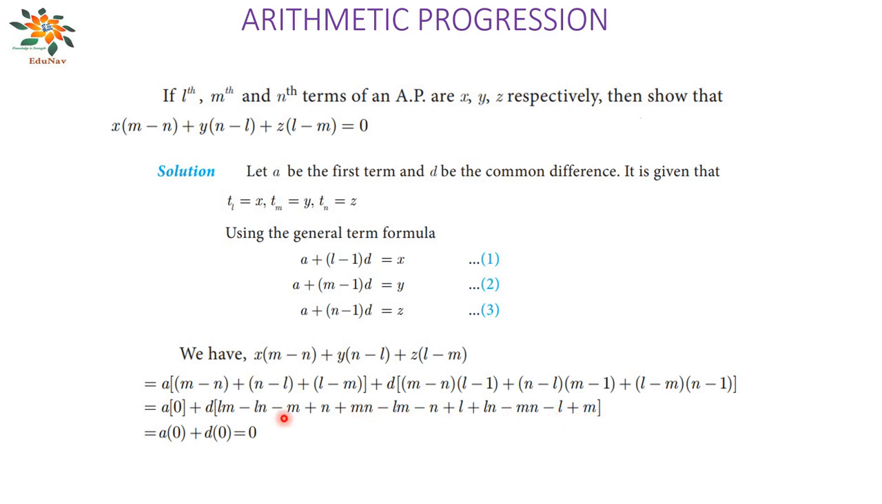Therefore, our next step will be a into 0 plus d into (lm minus ln minus m plus n plus mn minus lm minus n plus l plus ln minus mn minus l plus m). Now, all these terms get cancelled off. So, we will be left with d into 0. Therefore, our final step will be a into 0 plus d into 0, which is equal to 0. Hence, we have proved the result. Thank you, students.